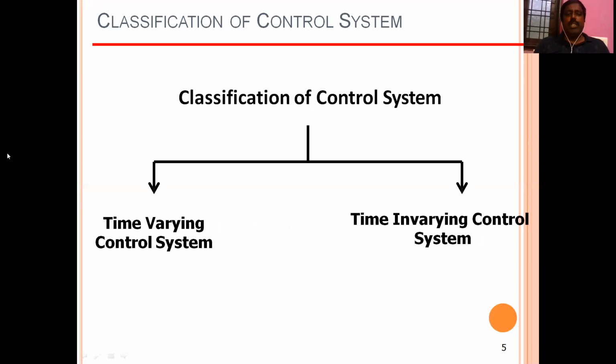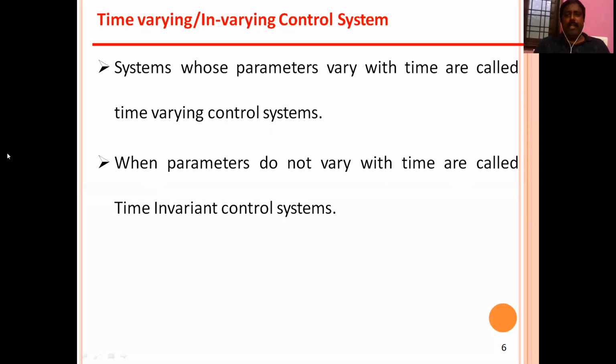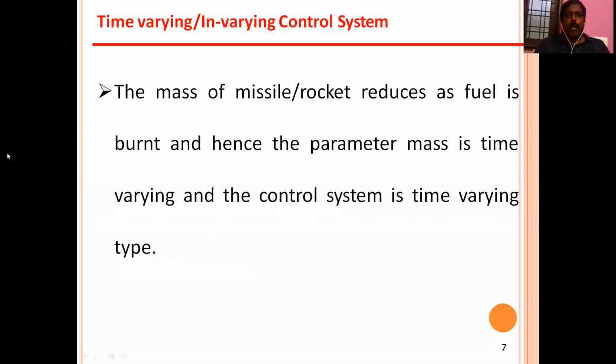Similarly, control systems can be classified by variation with time into two types. One is the time varying control system, the second is the time invariant control system. Systems whose parameters vary with respect to time are called time varying control systems. When parameters do not vary with respect to time, they are called time invariant control systems. For example, the mass of a missile or rocket reduces as fuel is burnt, and hence the parameter mass is time varying. It is reducing with respect to time, so this is an example of a time varying control system.